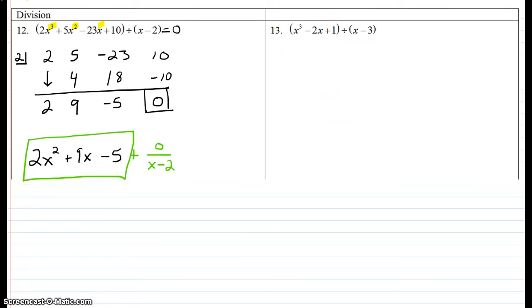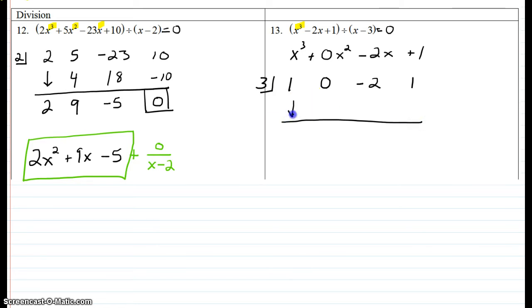Alright, let's look at number 13. I'm going to do synthetic division on this one also. And again, notice, I want to start by looking at my exponents. 3, oh, I'm missing 2. So since I'm missing 2, I'm going to rewrite this saying x cubed plus 0x squared minus 2x plus 1. So now when I go to do my synthetic division, 1, 0, negative 2, 1. And over here, remember what makes this thing equal 0? 3.